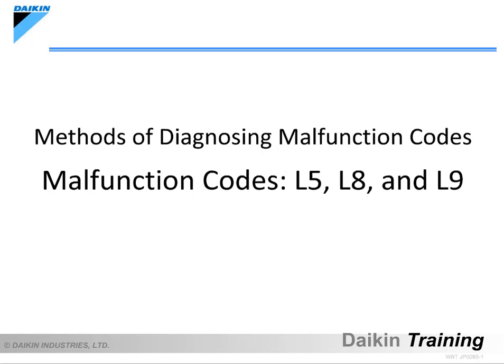When a problem occurs in an air conditioner, a malfunction code will be displayed on the remote controller in order to communicate what the problem is to the user. When service persons come to repair the air conditioner, they can determine the specifics of the malfunction in question based on the malfunction code. This course will provide you with an opportunity to learn about how to diagnose the problem when the L5, L8 or L9 malfunction code appears.